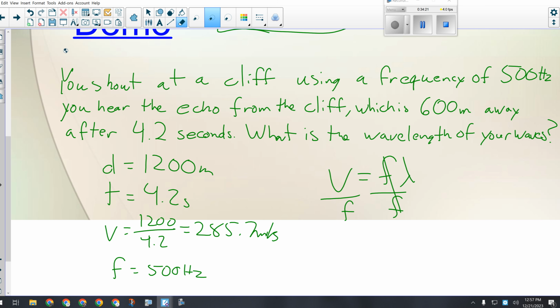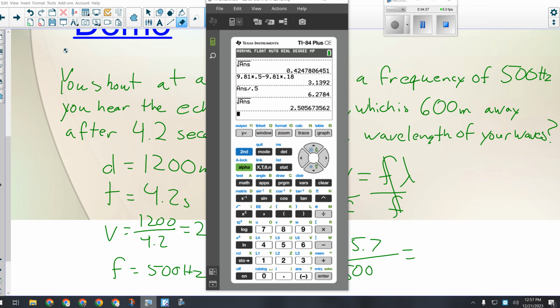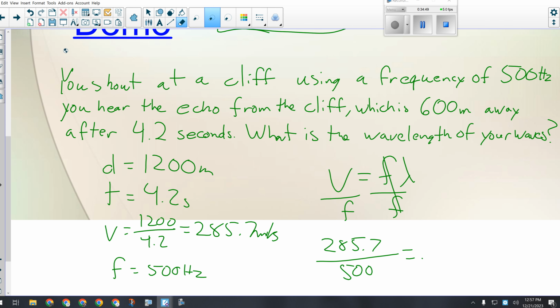Echo questions are a pretty typical type of wave equation question. So 285.7 meters per second divided by 500 hertz. It's going to leave me with meters. 0.571, no, sorry, we only have two significant digits, so 0.57 meters. Okay, everybody all right with that?